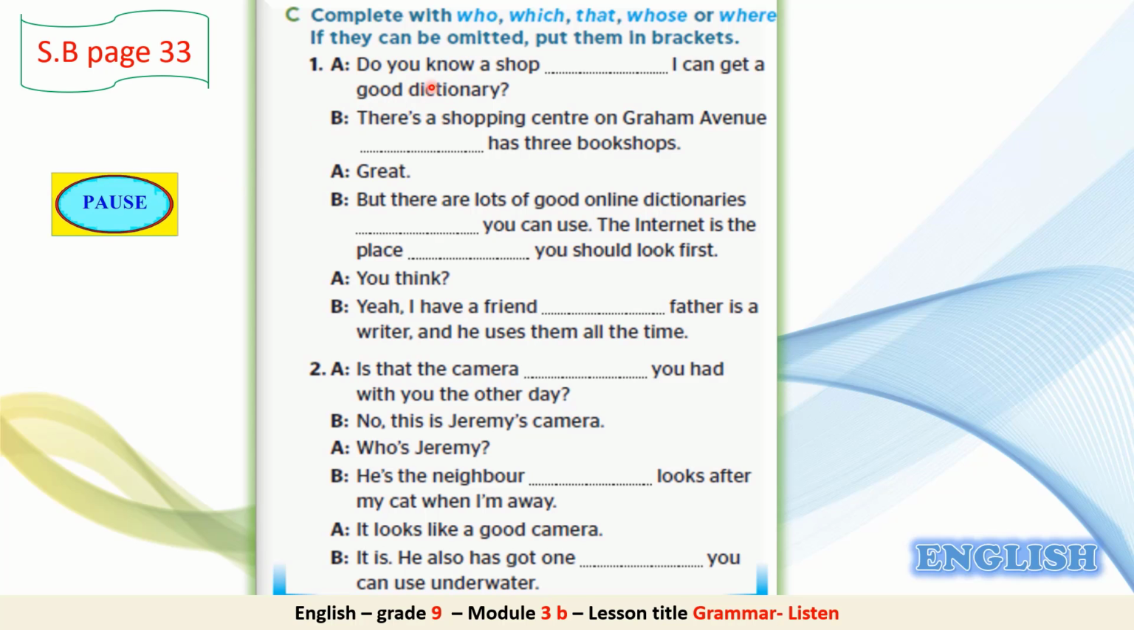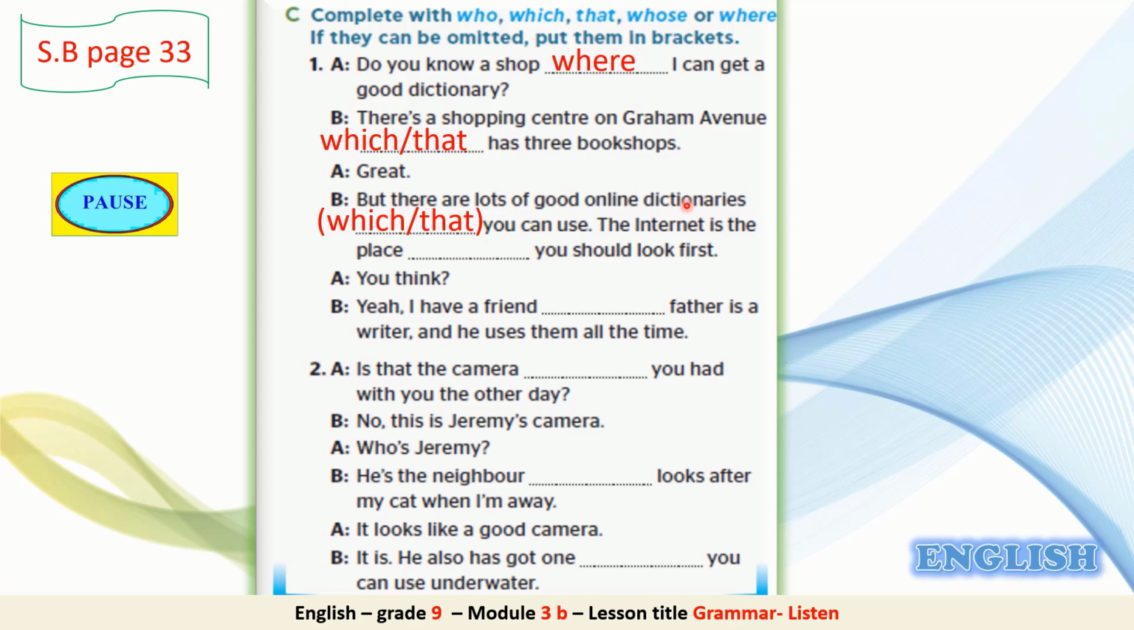Number one, please. Yes. Great. It is where. Why? Because here we are talking about a shop. It's a place, so we use where. Now what about number two? Excellent. It's which or that. Why? Because here we are talking about a shopping center. Something which has 3 bookshops. So we use which or that. Now the next one. Excellent. It's which or that. Why?